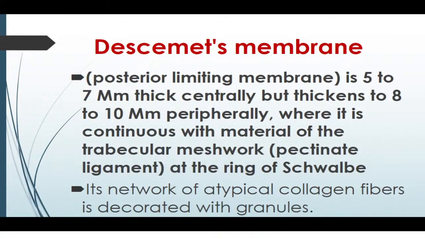What about the cement membrane? The posterior limiting membrane of the cornea is ordinarily 5 to 7 micrometers thick centrally, but thickens to 8 to 10 micrometers peripherally, where it is continuous with the trabecular meshwork, the pectinate ligament, also known as the ring of Schwalbe. Schwalbe is a German scientist who described it. Its network of atypical collagen fibers is decorated with granules.